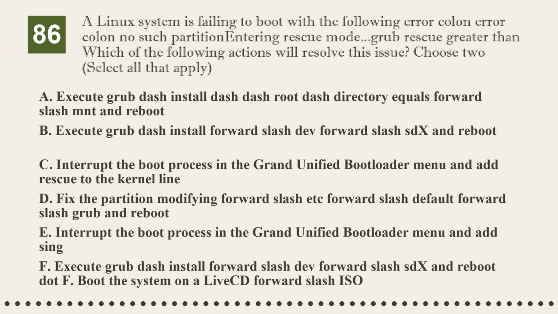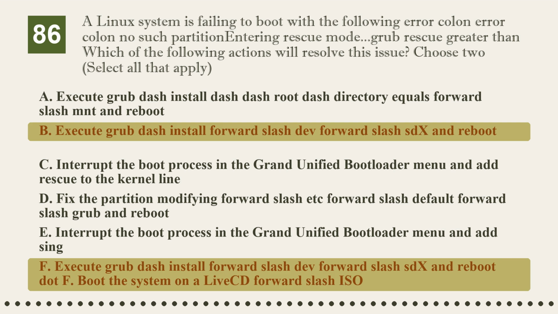Option F, boot the system on a live CD/ISO. The correct answers are options B and F. Execute grub-install /dev/sdx and reboot. Boot the system on a live CD/ISO.